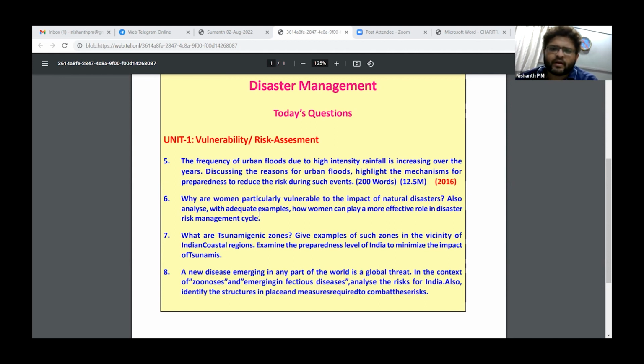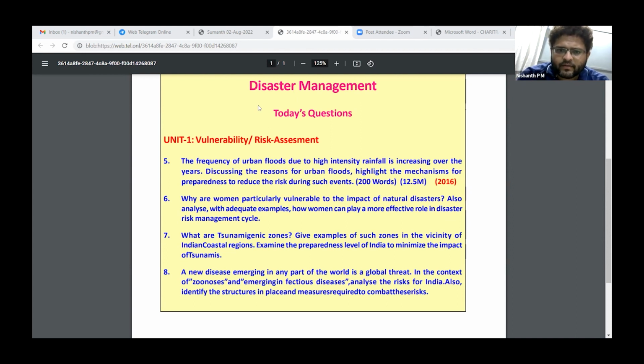So basically, why are women vulnerable to the impact of disasters? There are many reasons. In this question, you have to mention the reasons for vulnerability of women in general and then link them with the disasters. Because who can survive a disaster? Who is in a better position? For example, if there is a severe drought, then the availability of food is very less. In that context, women are more vulnerable because in households, women are not given ample food.